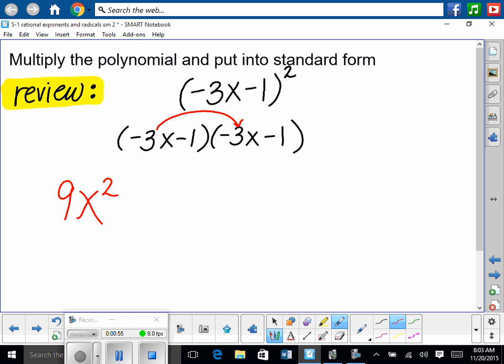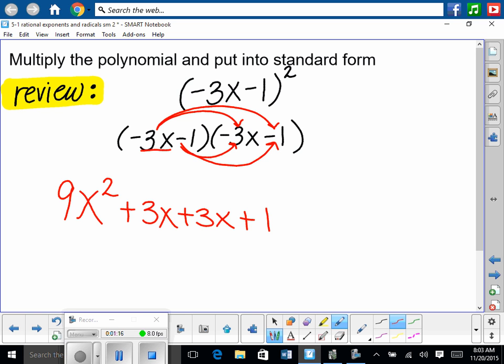And then negative 3x times negative 1. Positive 3x. Very good. I've distributed negative 3x to both terms, so now I'm going to distribute negative 1. So negative 1 times negative 3x, positive 3x. And then negative 1 times negative 1, positive 1, so plus 1.